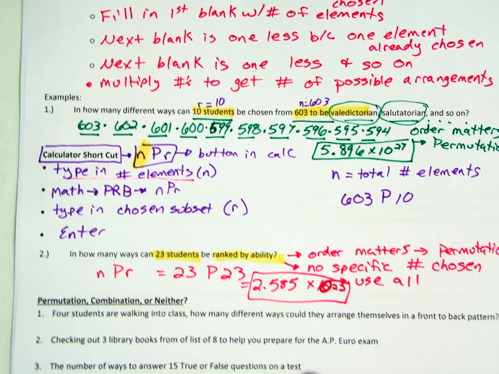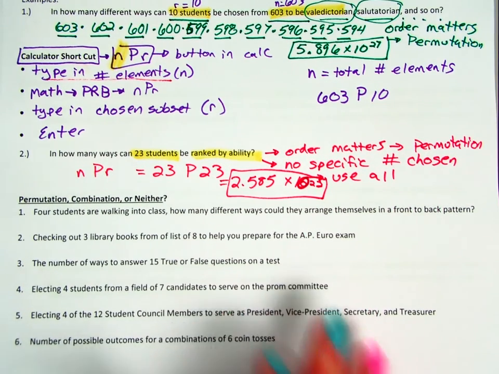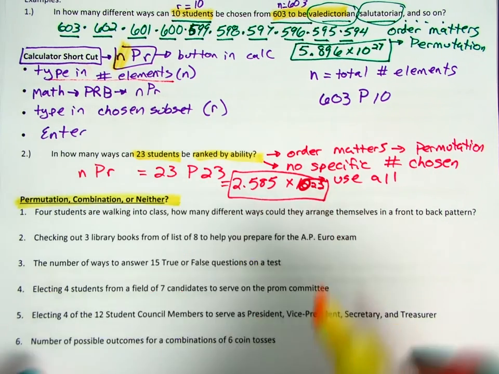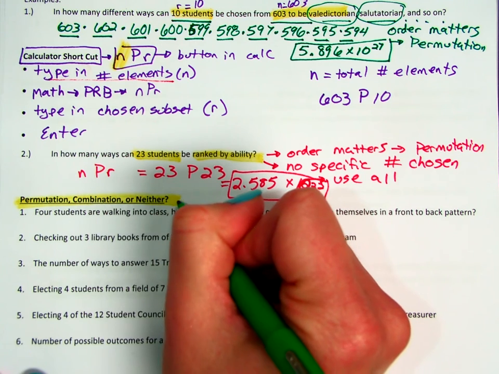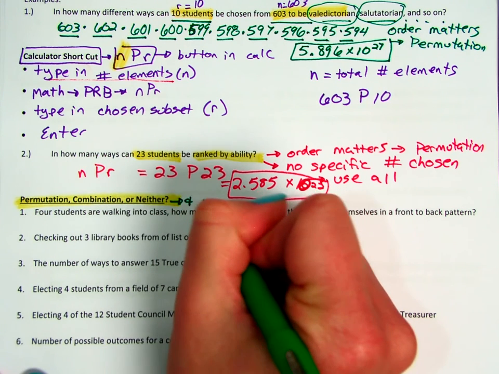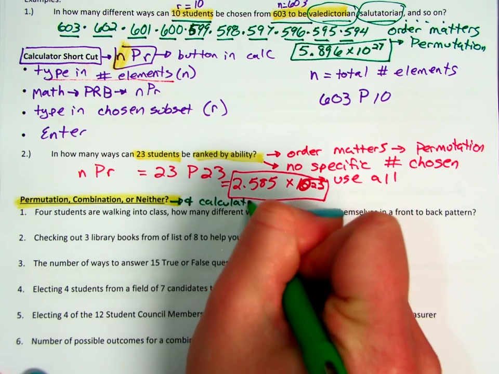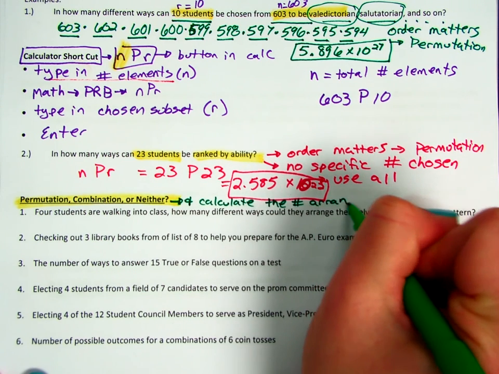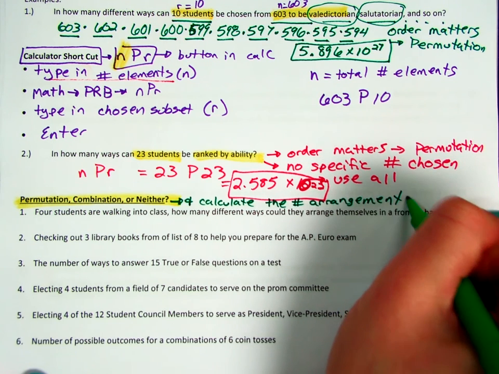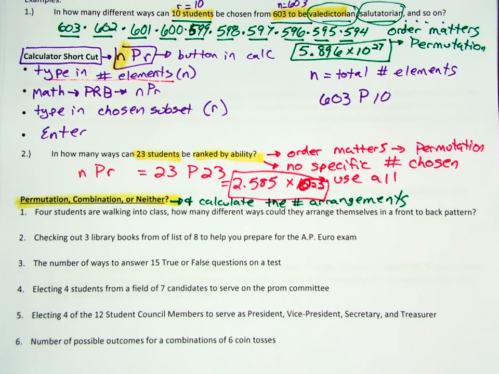And like I said, since that would be a huge number, I'm perfectly okay with you leaving it in that notation. Now, because it matters whether or not you can identify if it's a permutation, combination, or neither, that's what we're going to focus on here. Which one is it? And these instructions are important. Find out which one it is and calculate the number of arrangements.